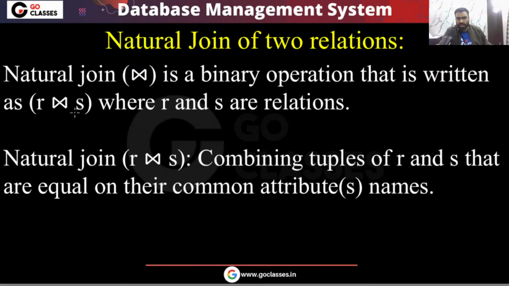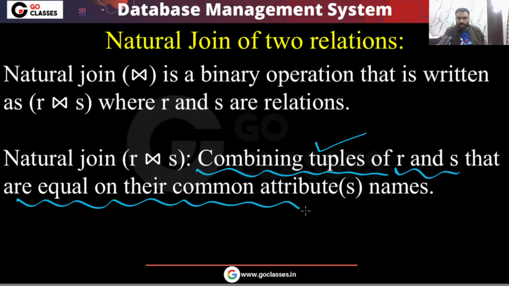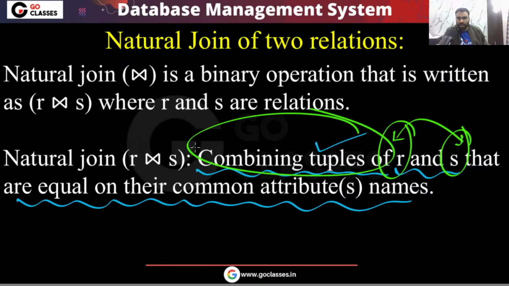So natural join is a binary operation, and we write it like this: R natural join S. Now, what is the output of this natural join? The input is two tables, or I can say two relations. The output will be that this natural join will combine the tuples of R, S that are equal on their common attribute names. In relation R and relation S, there will be some attributes which are common, basically the set of attributes which have the same name. Now, what will this natural join do? This will combine the tuples of R, S that are equal on their common attribute names.